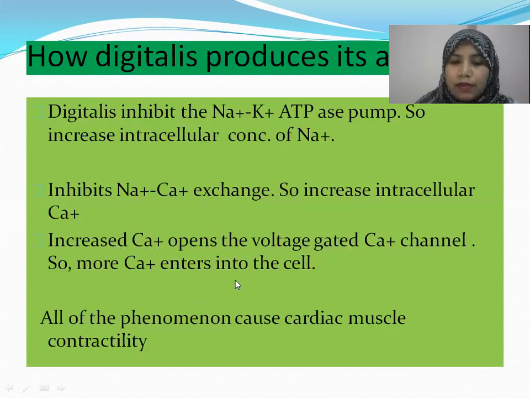So, more calcium enters into the cell. And all this phenomenon increases cardiac muscle contractility. That means increased force of contraction.